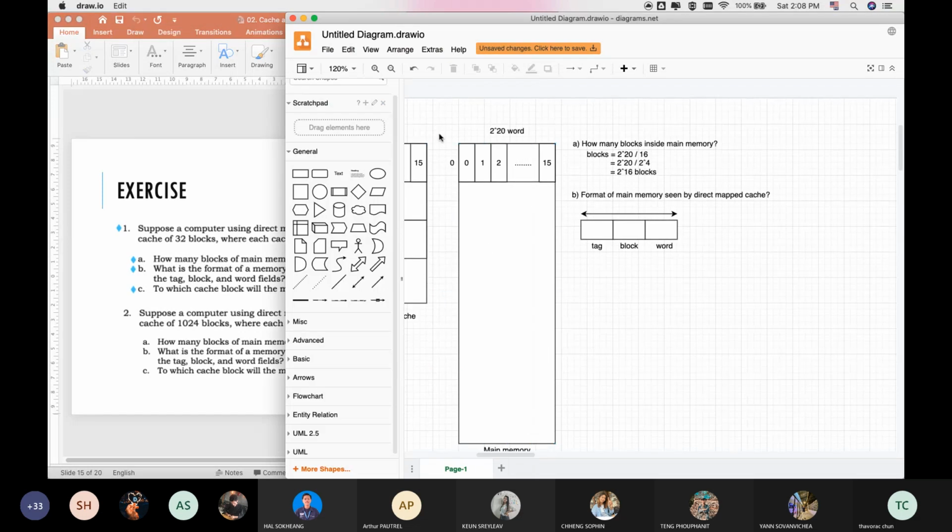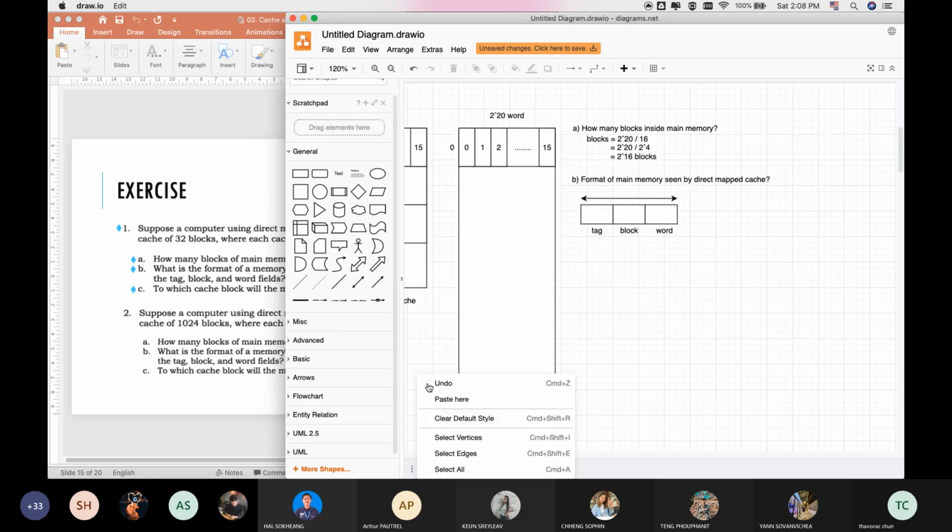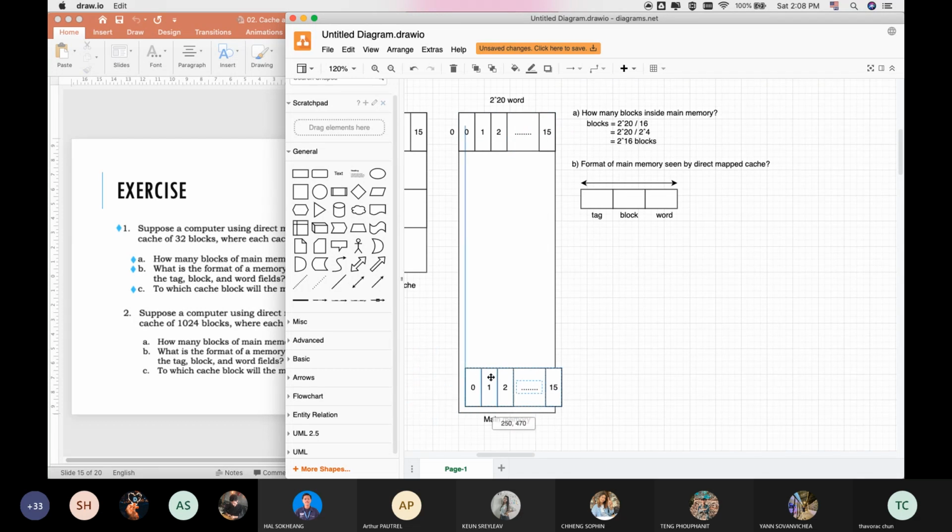Okay, so here, let me draw it out. Okay, this is the first block, and this is another block, but it is the last one. It should be 2 power 16 minus 1, right? Because we start address from 0. So the number here refers to the number of blocks. And if we talk about the address here, this should be 2 power 20 minus 1.